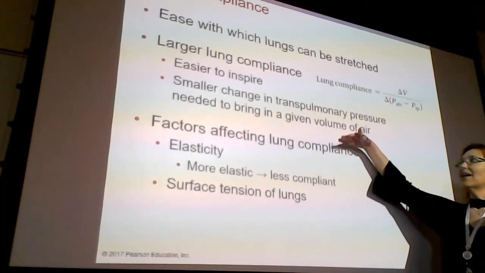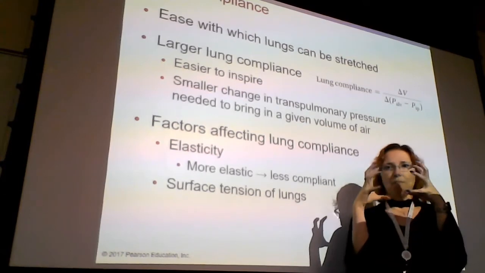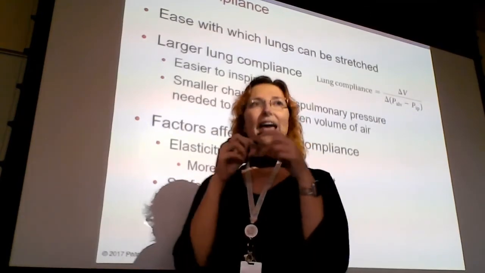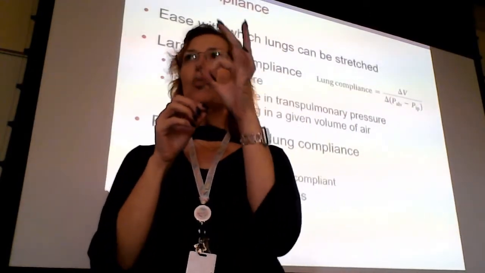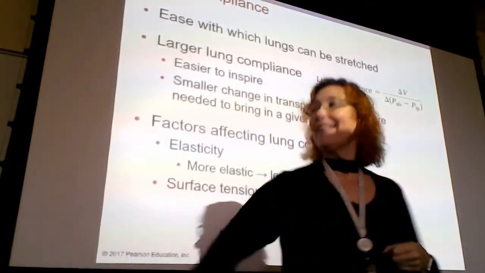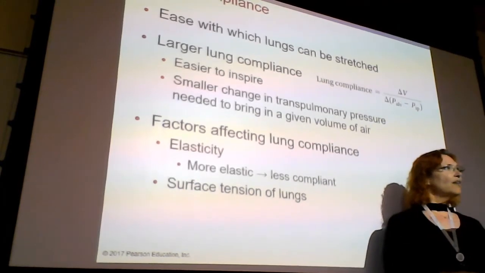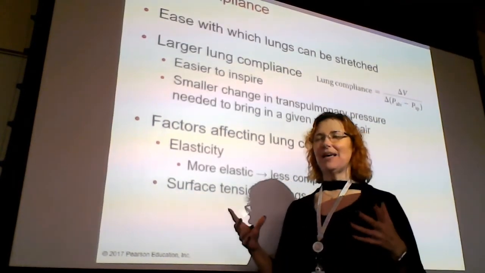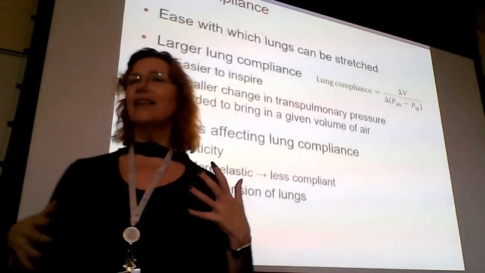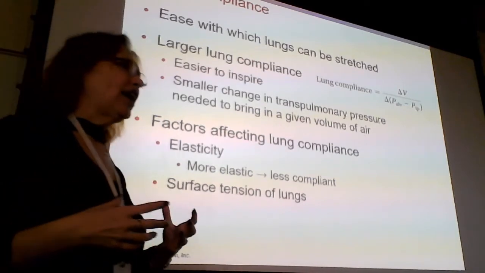Okay, factors that affect lung compliance. Obviously, elasticity, right? The more elastic, the less compliant. Think about a rubber band. If I have one of those really thick, small rubber bands, it takes a lot to pull them open. The higher the elasticity, the less compliant. On the other hand, if I have a rubber band that's been stretched and stretched and stretched again, so it's almost lost its elasticity, lower elasticity, greater compliance.